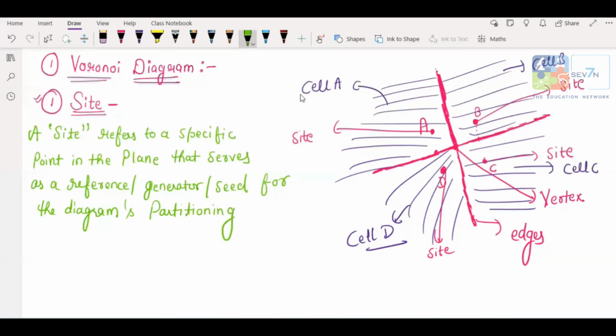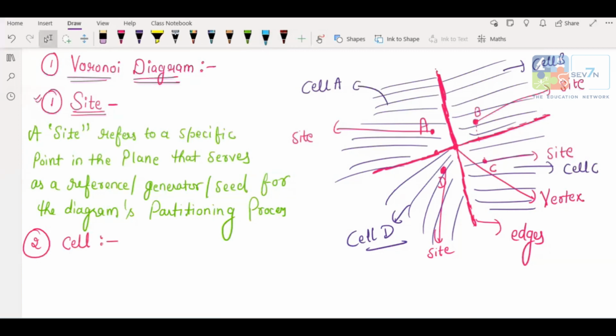Clear? Means actually for the partition process, we need these seeds, we need this site. Then we are able to make a perpendicular, then we are able to make regions, then we are able to make cells. And the point of intersection of those perpendiculars is known as vertex, right? Did you get the definition? Okay, now I write the definition of a cell.